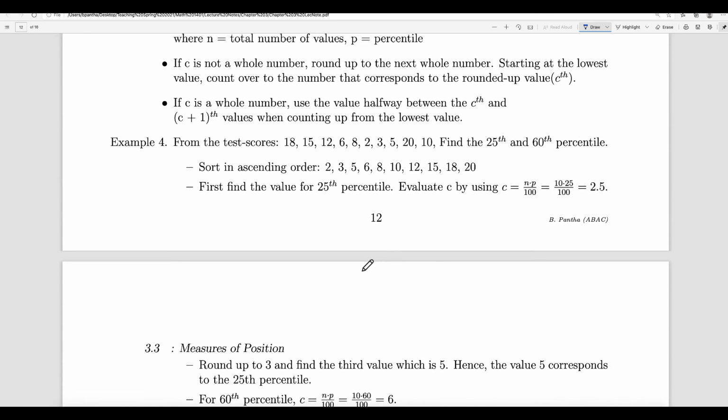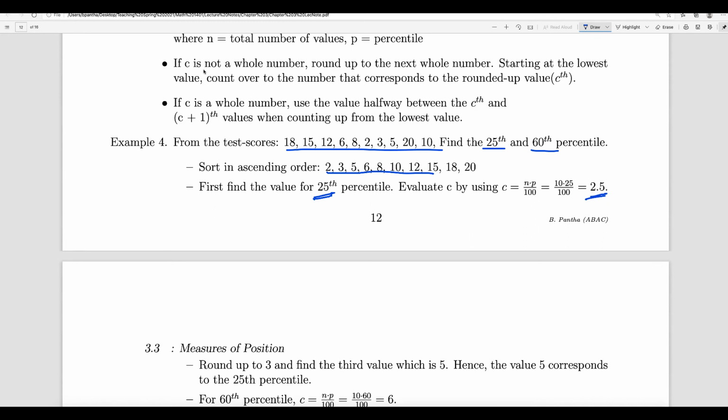Okay, find the percentiles from the test scores. These are the test scores in a test. Find the 25th and 60th percentile. So first of all, you want to find the percentile here. How do you find it? Sort them into ascending order. Now, to find the 25th percentile, what do you do? You do N times P over 100, right? So N, the total, is 10, times P, the percentile 25, divided by 100 is 2.5.